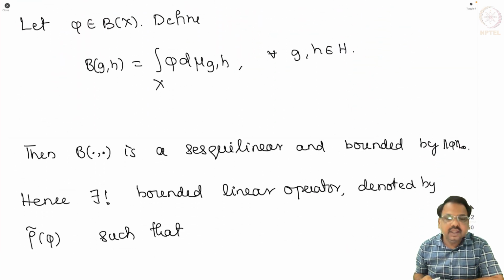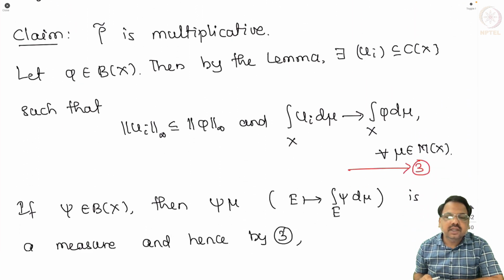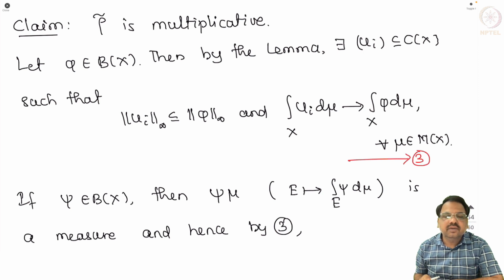So if we apply this result, we can actually get a net of continuous functions u_i with this property, which is given by (3), that is, the integral over X of u_i dμ converges to the integral over X of φ dμ for every μ in M(X). This is true for any measure. Now if ψ is in B(X), we want to show that ρ̃(φψ) equals ρ̃(φ) ρ̃(ψ).